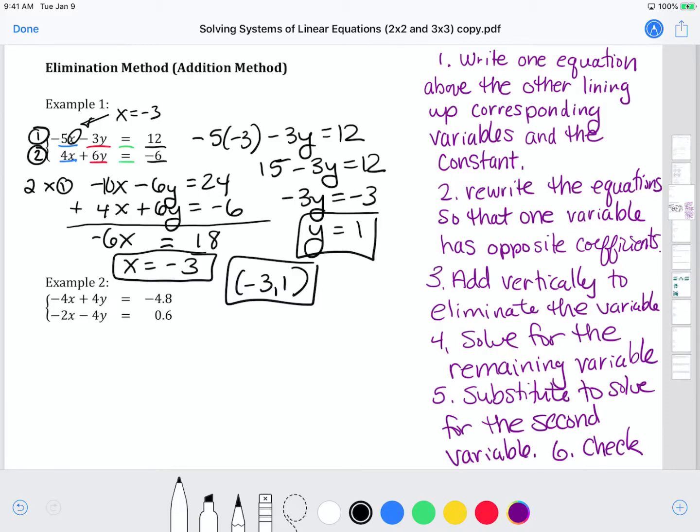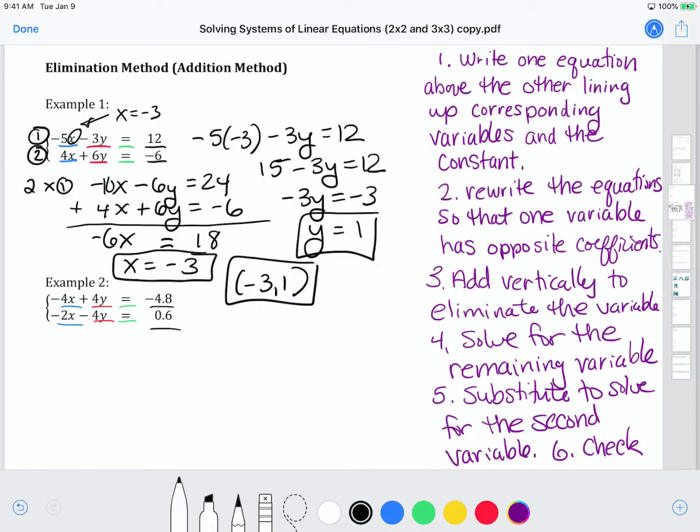Okay, example 2, we need to make sure that everything's lined up. So if you look, my y's are lined up, my x's are lined up, my equals are lined up, and then my constants are lined up. So this is already set up nicely for us.